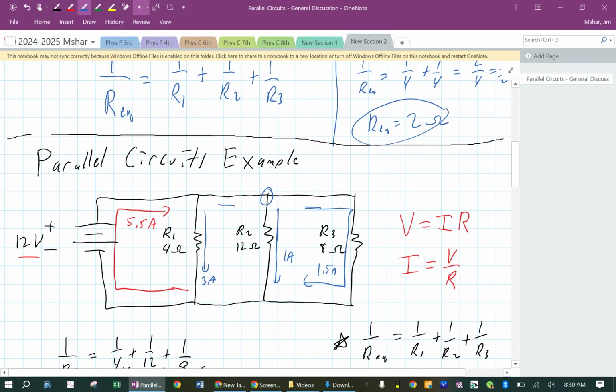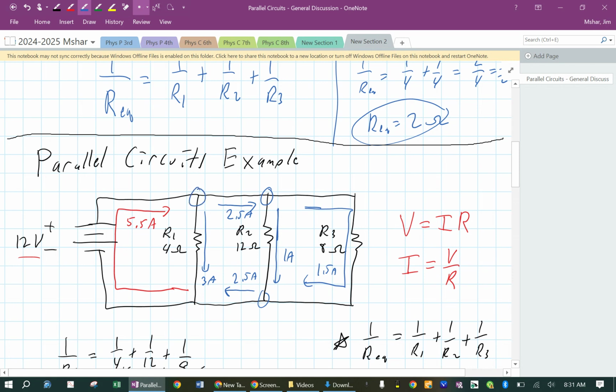Now, on a side note, this junction right here, 1 amp goes this way and 1.5 amps goes this way, so how much current has to be feeding that junction? Well, you got to have 1 plus 1.5, that's 2.5 amps. Same thing down here. This current here has to be 2.5 amps because 1 amp plus 1.5 amps going into that junction has to equal 1 plus 1.5, which is 2.5 amps coming out of that junction.